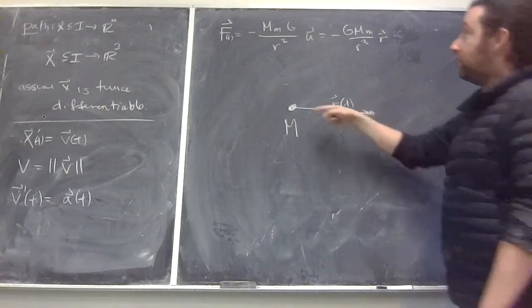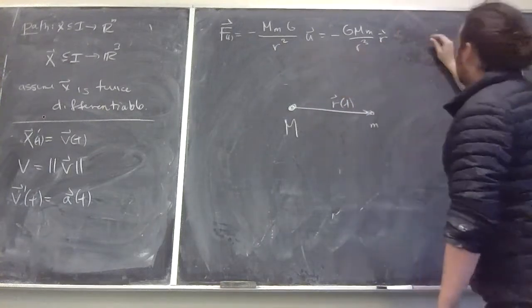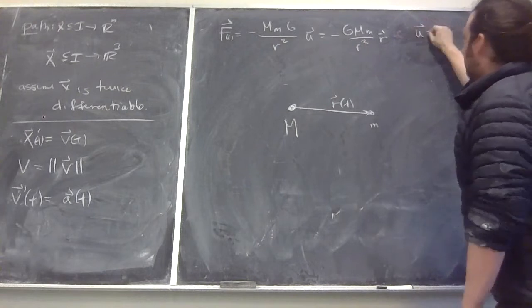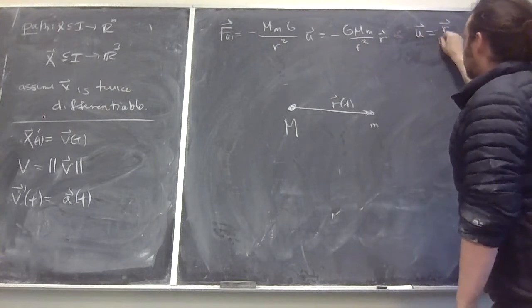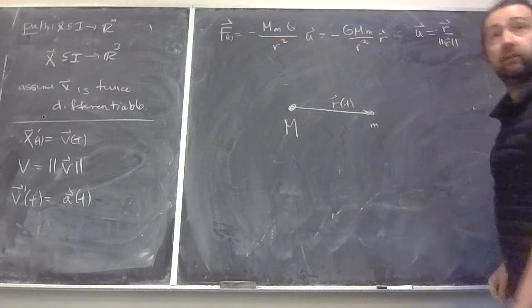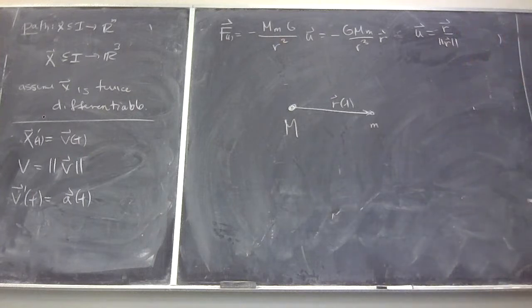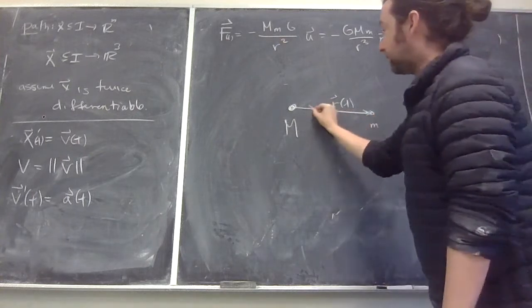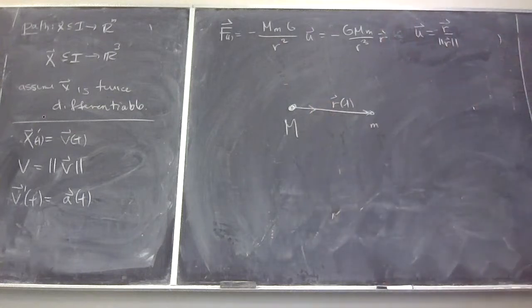So I want you to remember this. Oh, I should define here: by u, I mean a position vector divided by the length of the position vector. So u is a unit vector pointing in the same direction as the position vector.